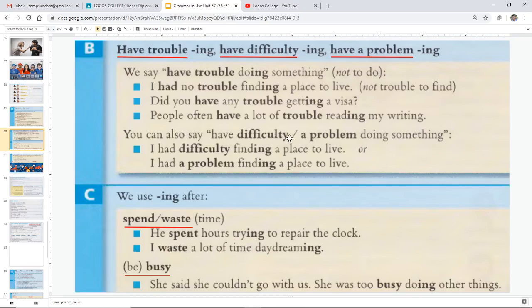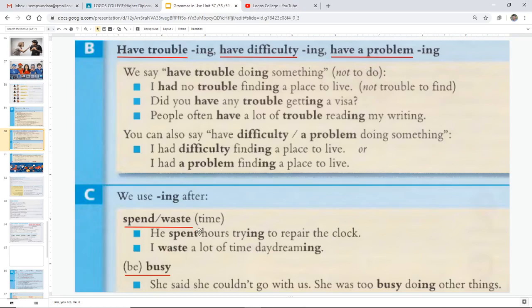You can also say have difficulty, have a problem doing something. All right, so I had difficulty finding a place to live, or I had a problem finding a place to live. All right, so yes, you do use a gerund, and it says doing something. Have you noticed this? You use a gerund here, and you could say this means the exact same thing. I had difficulty finding a place to live, or I had a problem finding a place to live, or I had trouble finding a place to live. So these three expressions are followed by the gerund, and they mean the same thing.